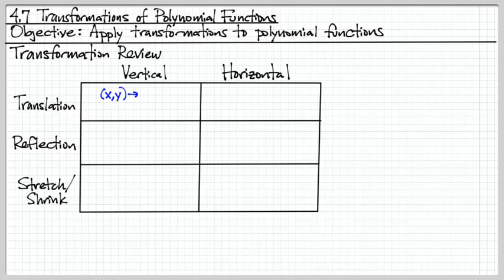So if we were doing a vertical translation, the mapping would be (x, y) goes to (x, y plus k). If we were to do a horizontal translation, it would be x goes to x plus h, and the y value stays the same.